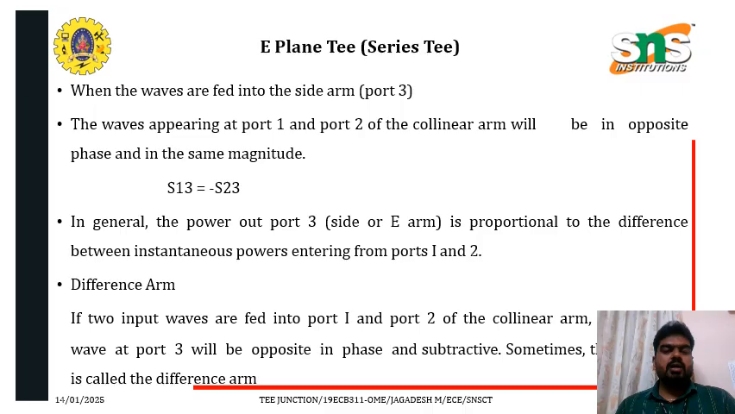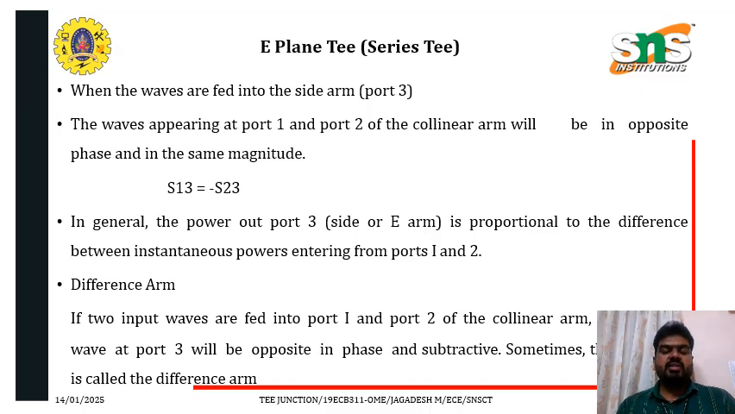When the waves are fed into the side arm, that is port 3, the waves appearing at port 1 and port 2 of the collinear arm will be in opposite phase with the same magnitude. That is, S13 is equal to minus S23. In general, the power out of port 3, the side or E arm, is proportional to the difference between the instantaneous powers entering from port 1 and port 2.